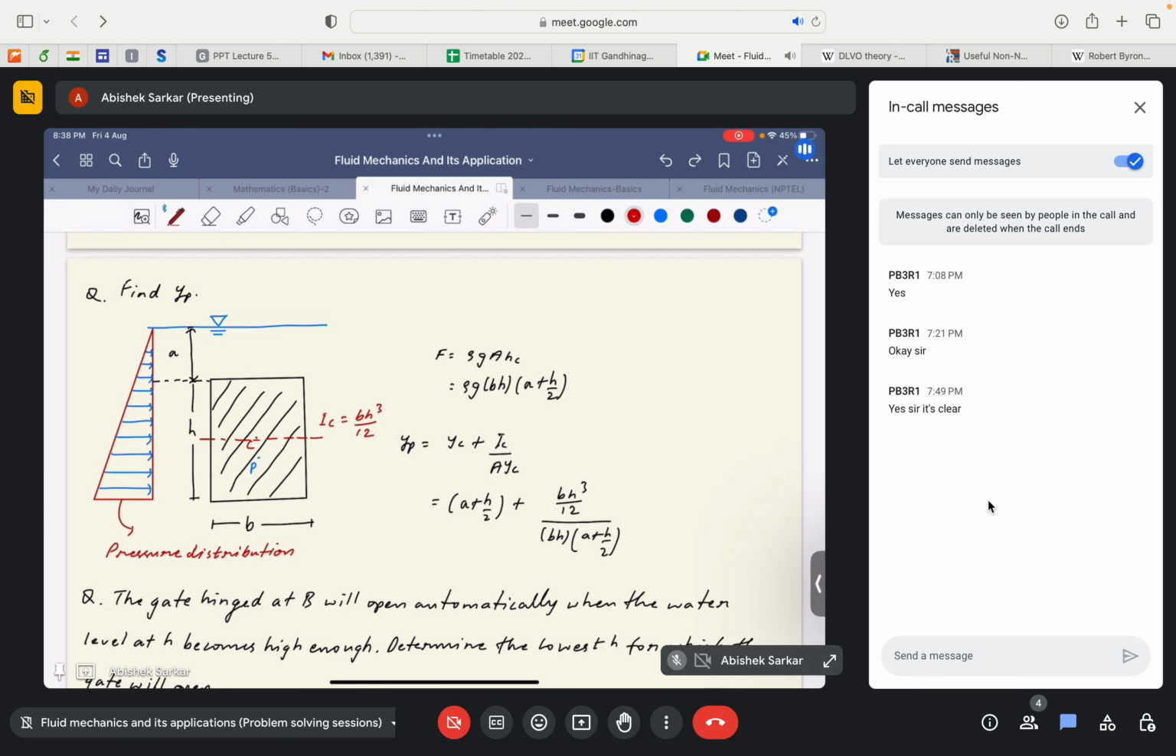There's a standard formula to find that out. I guess Professor Gupta mentioned it in the lecture. Yp would be given by Yc plus Ic by A Yc, where Yc denotes the depth of the centroid, and Ic denotes the area moment of inertia about the axis passing through the center of gravity of the object. This can also be an axis that passes through the center of gravity of the object, but it is left up to the intuition of the students or researchers working on this kind of problem which axis should be taken into consideration, right? So I will tell you the trick.